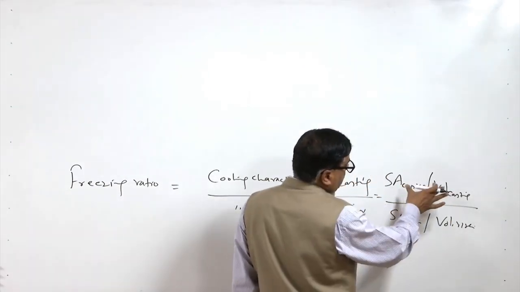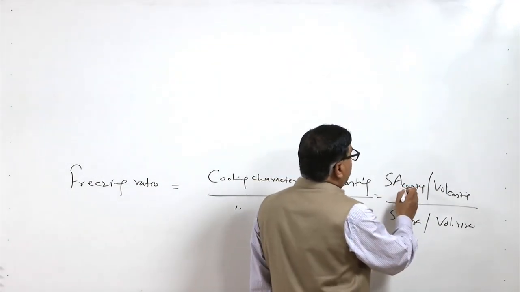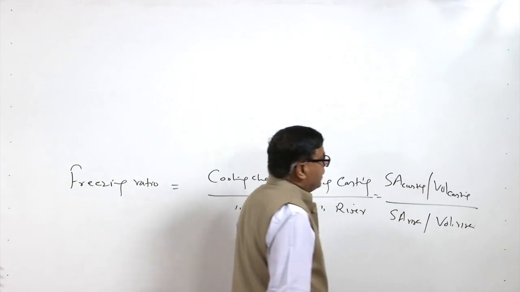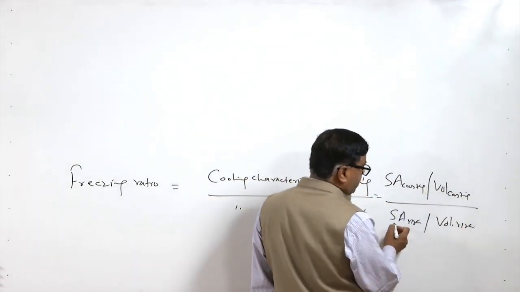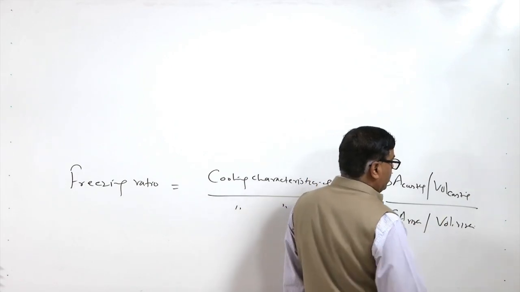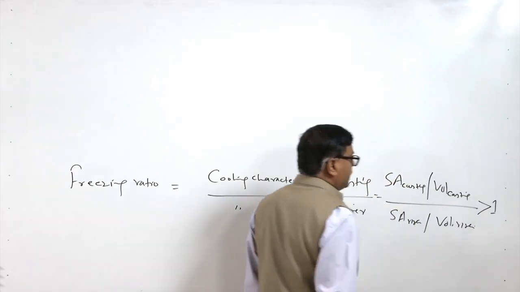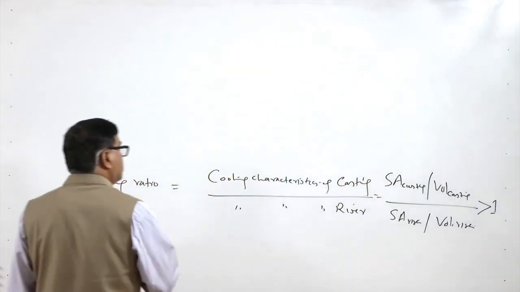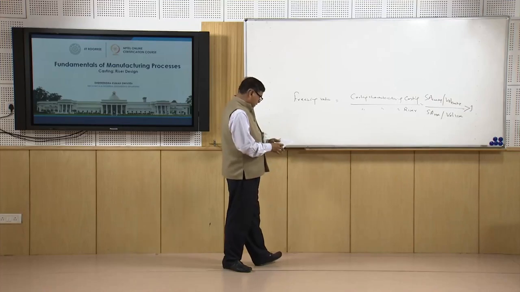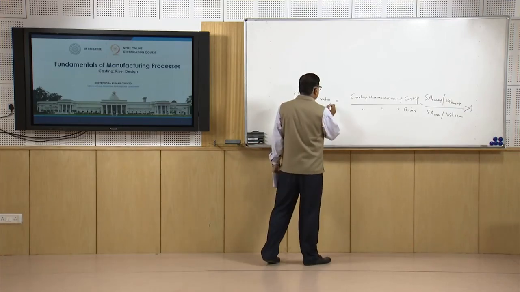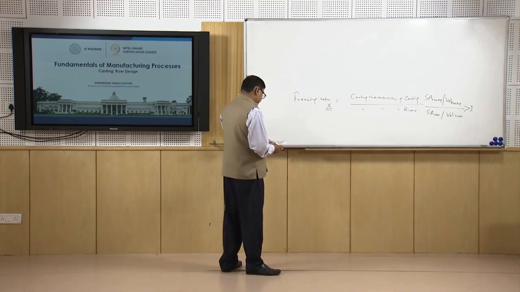So, to ensure that the casting solidifies first, this surface area to volume ratio of the casting should be greater than the surface area to volume ratio of the riser, and this ratio, that is why, should be greater than 1 in order to ensure that the riser is able to feed the molten metal to the casting, and this ratio is expressed as X, letter X.